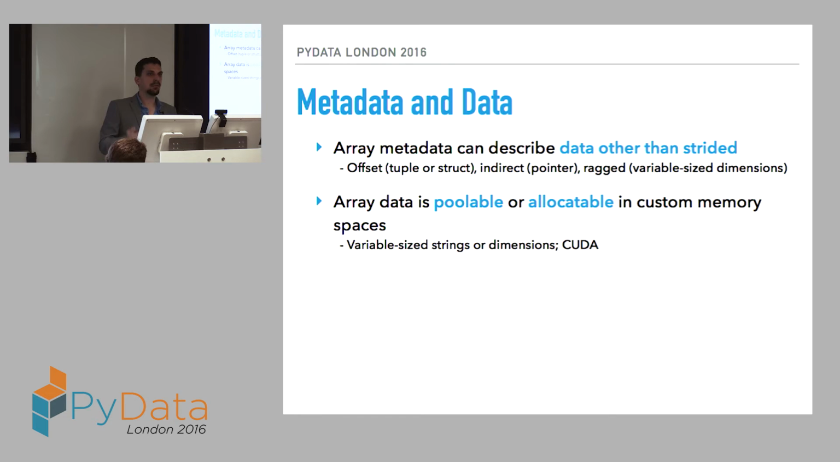You might be representing a pointer, and you'd put some of the information about that into the metadata. Or in the ragged array dimensions I talked about earlier, there are other different kinds of metadata. So the point is that the metadata is a generalization of how we describe the data beyond just the strided approach in NumPy. Array data is also poolable or allocatable in custom memory spaces, and we've actually done this to support GPUs. We do this generically, so we have a way to talk about data which is in a different memory space which requires custom operations. That fits very naturally with the CUDA model.